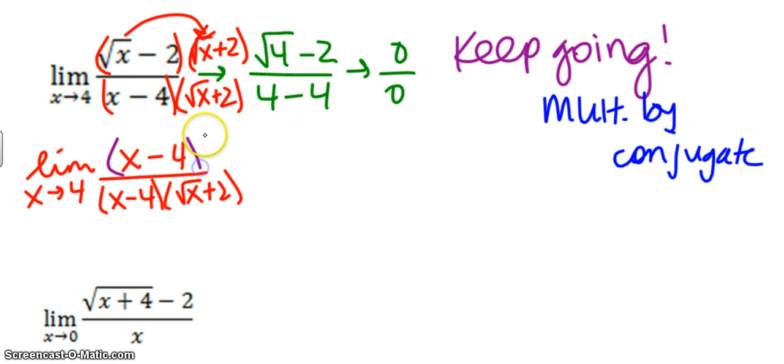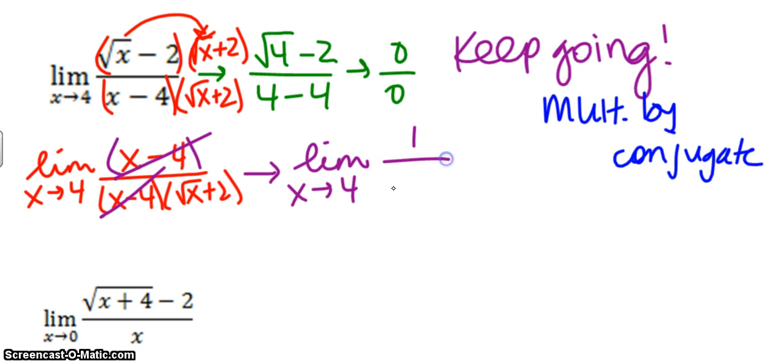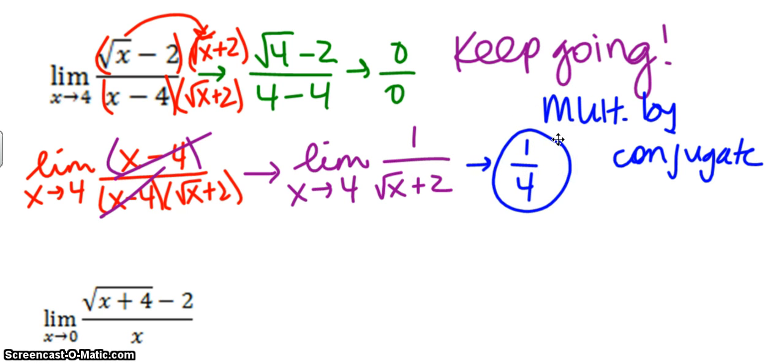Canceling things out, x minus 4, x minus 4, so now I have the limit as x goes to 4 of 1 over the square root of x plus 2. Trying substitution now, when I plug in 4, I get 1 over the square root of 4, which is 2, plus 2. So my final limit is 1/4. Okay, again, that means that there was a hole at 4, 1/4.